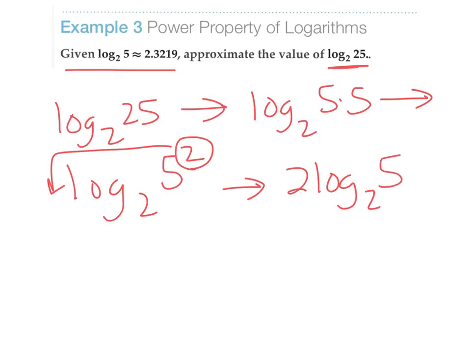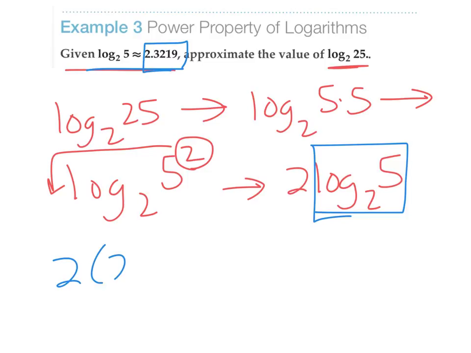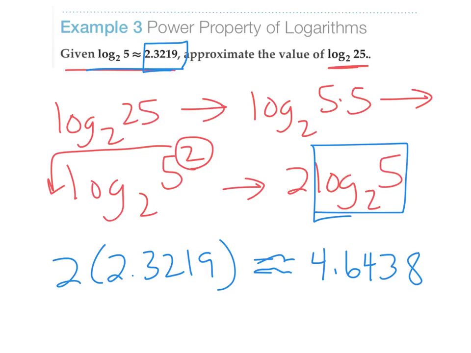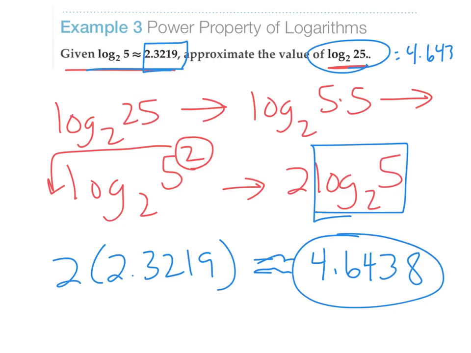And now we have this approximation, which is given right up here. So I'm going to replace that. It's going to be 2 times 2.3219. And when we do that math, finishing this problem, when you multiply, we get approximately, not equals, because all the logs are approximations unless they are the same base. So we get our answer, 4.6438. So the approximation of this log is 4.6438.